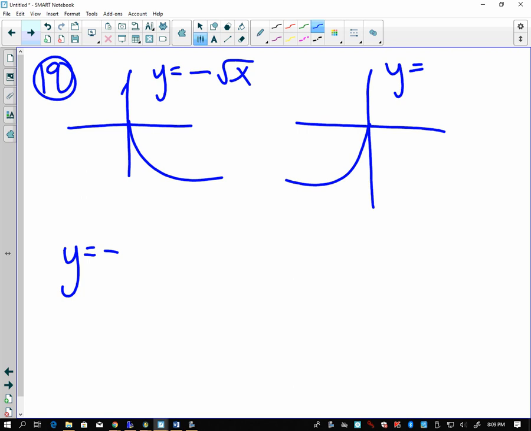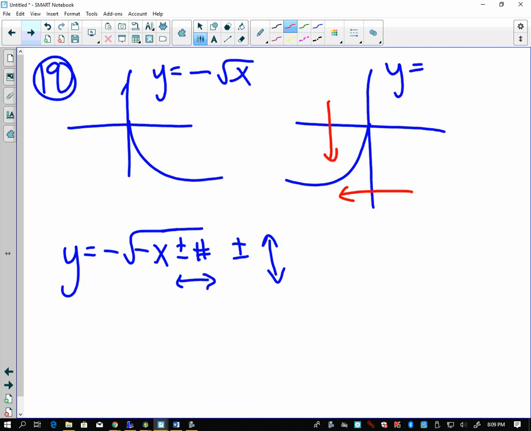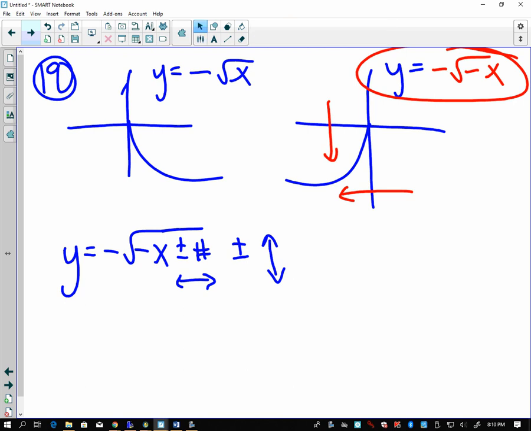Well, this will flip it below the x-axis. This will flip it across the y-axis. This will move it left or right. This will move it up or down. You'll want to notice that all we've done is move it across the y-axis, but it's also still flipped below. So what we should get here is the negative square root of negative x. And you can check that graph in your calculator to see that it comes out right.